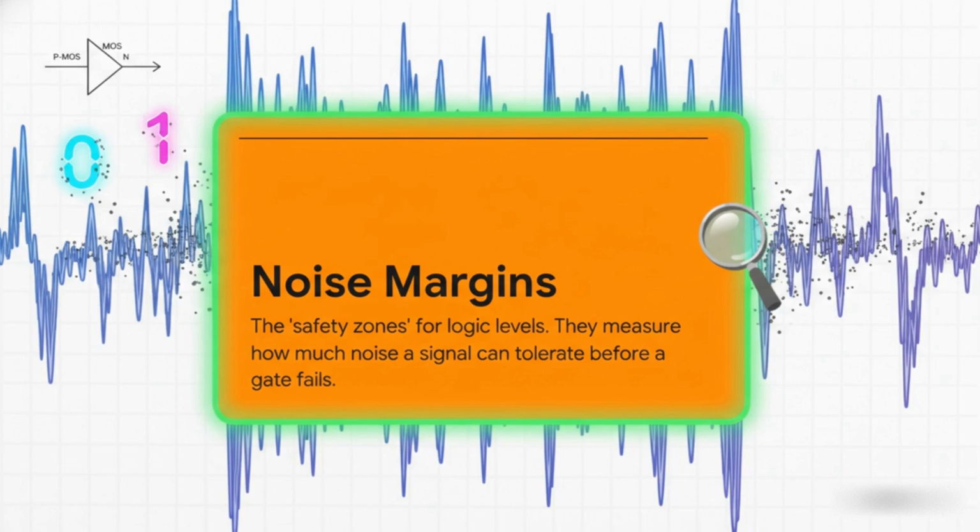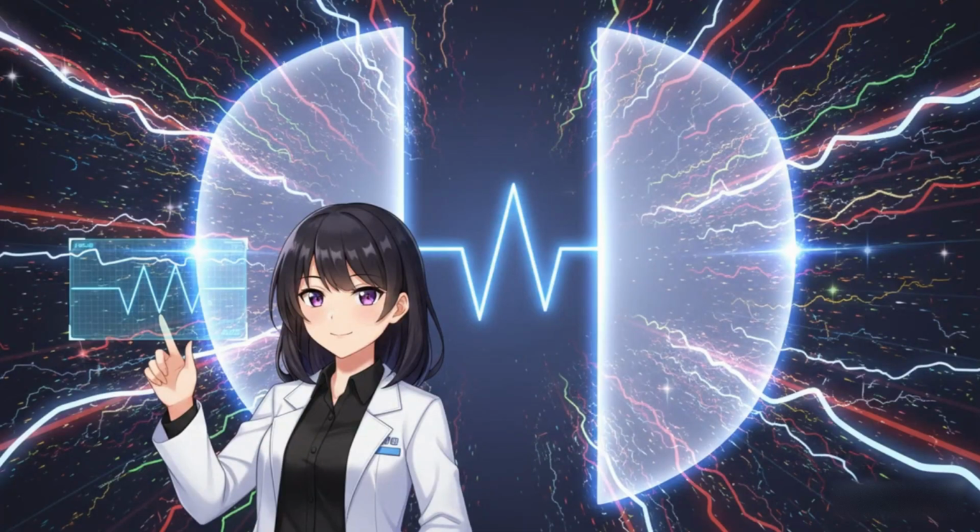That 1 volt buffer is its noise margin. It's the amount of electrical garbage a signal can have before the gate might make a mistake. So naturally, the goal of any good circuit designer is to make those safety zones, those noise margins, as wide as they possibly can. That's what ensures a chip is robust and reliable, making the right decision every single time, even when the signals coming in aren't perfectly clean.